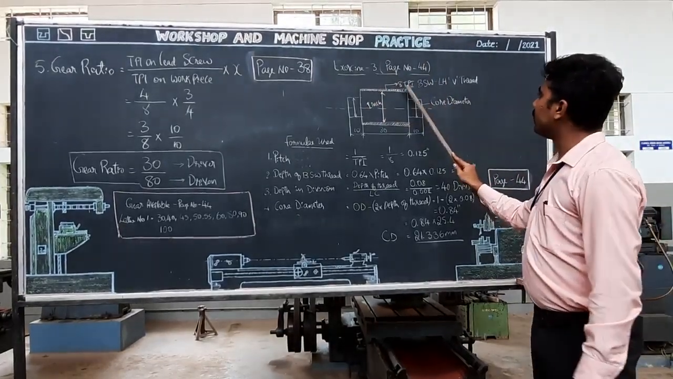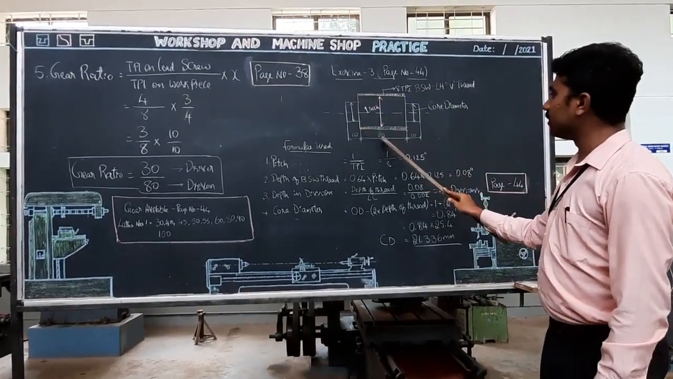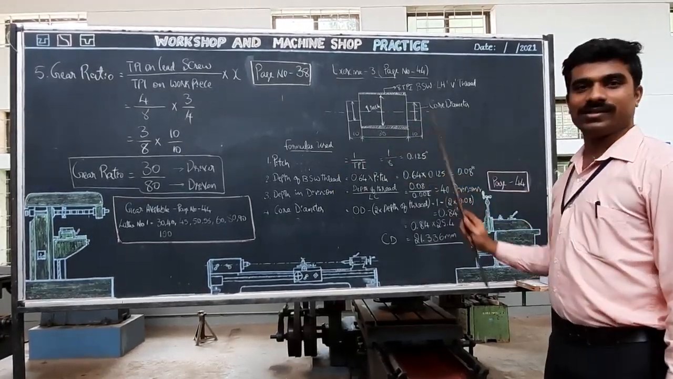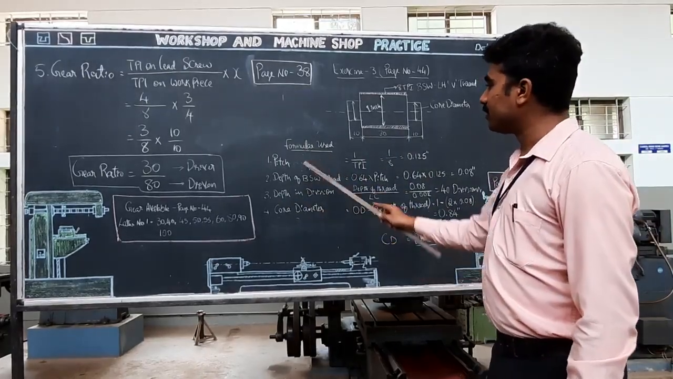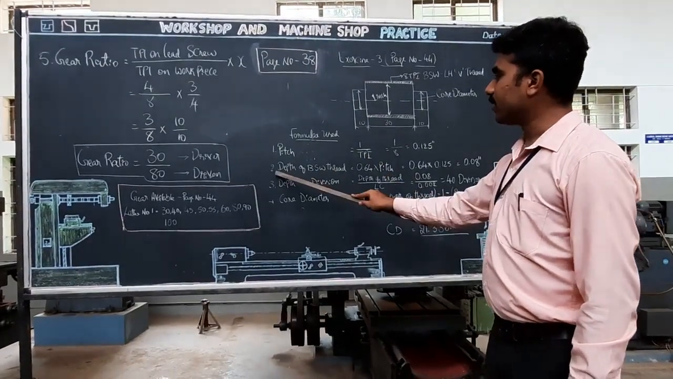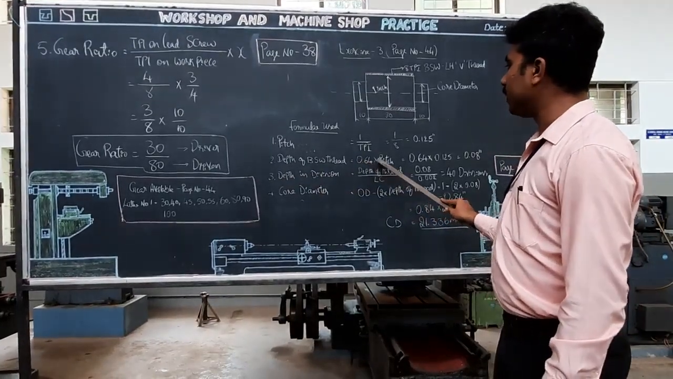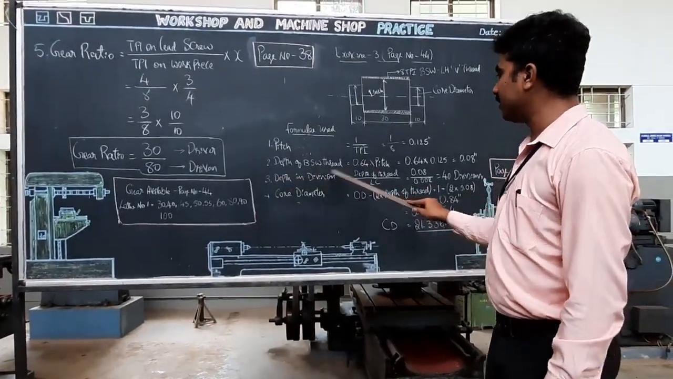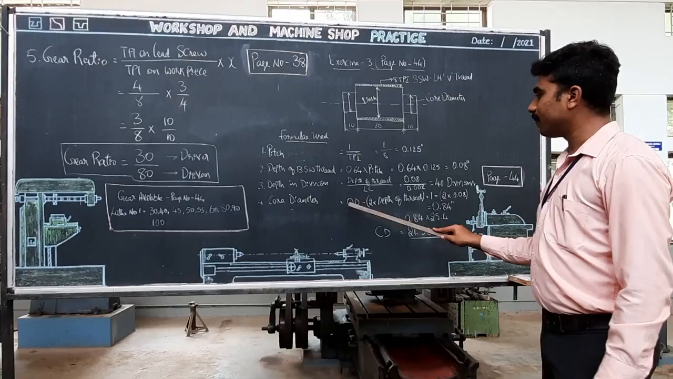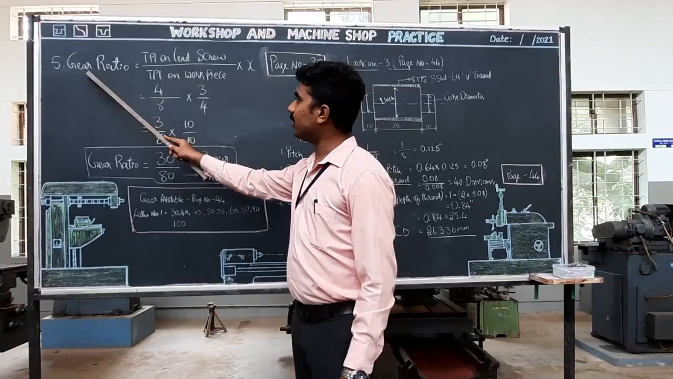You have to do an 8 TPI BSW left hand V thread in this portion, a 30 mm length. The formulas to be used are: one, pitch is equal to 1 by TPI. Second, depth of BSW thread is equal to 0.64 into pitch. Third, depth in division is equal to depth of thread by least count. Fourth, core diameter is equal to outer diameter minus 2 into depth of thread. And fifth is the gear ratio.